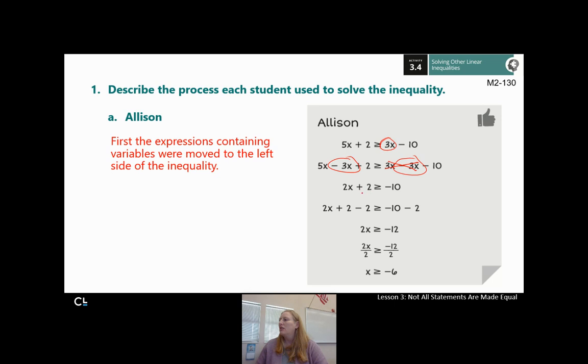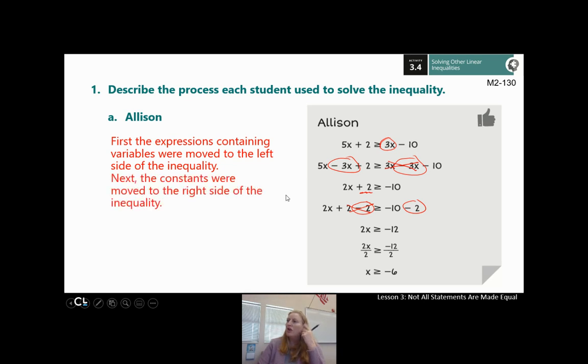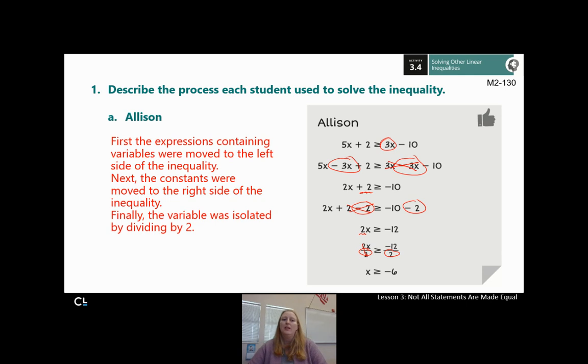It looks like she then took charge of that plus 2, and she subtracted 2 from both sides so that those would cancel out. So the next thing she did was gather her constants on the right side of the inequality. All of the constants, no variables, went over to the right side. Fair enough. And of course, last but not least, she divided both sides by 2 so that those guys would cancel out and he would go away. Beautiful. So the variable was isolated by dividing by 2.